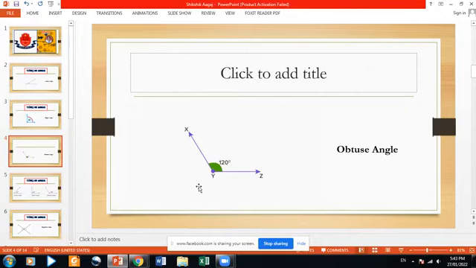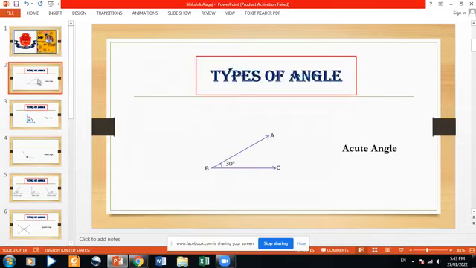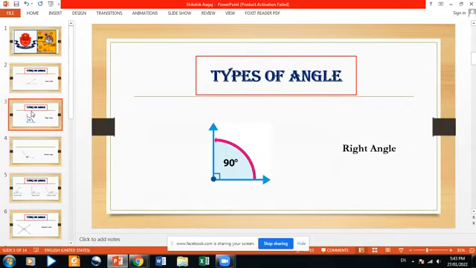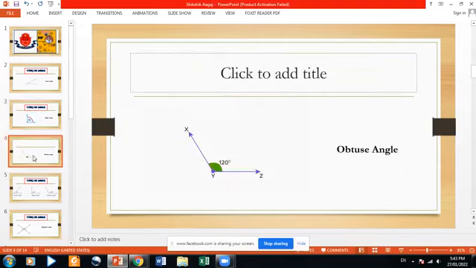Even a third type, angle Y, we can say angle Y. So, these are some types of angles. First is the acute angle, less than 90 degrees. Right angle, the measurement of such an angle is 90 degrees, and obtuse angle, more than 90 degrees and less than 180 degrees.